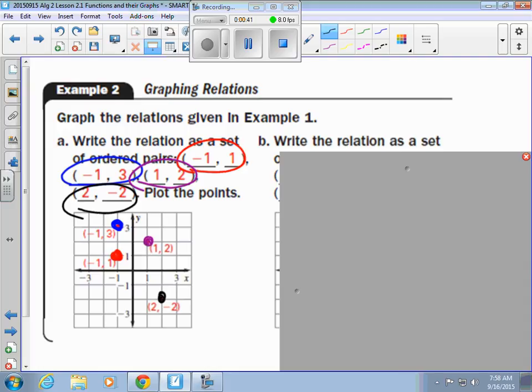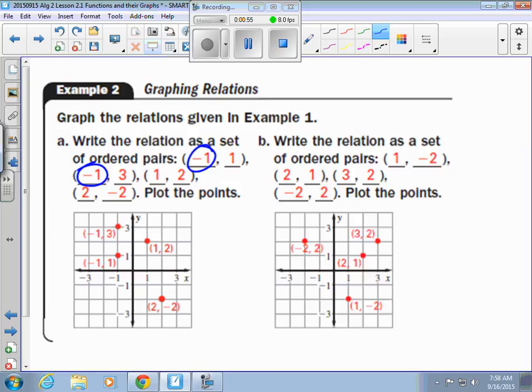And you could see it's not a function by looking, this negative 1 x value pops up twice. If it ever pops up twice and it doesn't have the same y value, if it's not the exact same point, then it's going to fail something called the vertical line test, which we'll talk about in just a minute. Same thing with graphing this one: (1, -2), (2, 1), (3, 2), and (-2, 2).